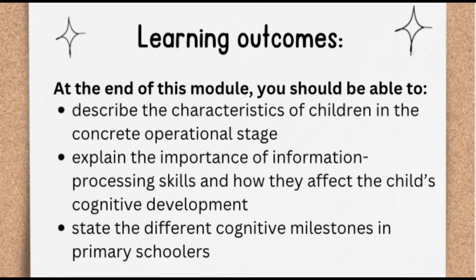So before we dig deeper into our discussion, let's have the learning outcomes or our objectives. At the end of this module, you should be able to describe the characteristics of children in the concrete operational stage, explain the importance of information processing skills and how they affect the child's cognitive development, and state the different cognitive milestones in primary schoolers.